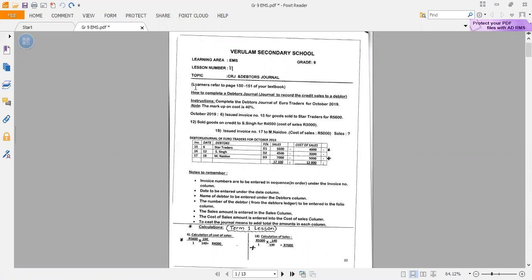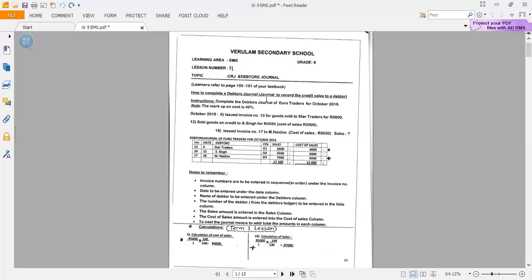Okay, learners, for this lesson, you have to refer to pages 150 and 151 of your textbook and pages 10 and 11 of your resource pack 2. Now, learners, I have condensed the notes in your textbook into this resource pack. So I am going to basically teach you how to complete a debtors journal.